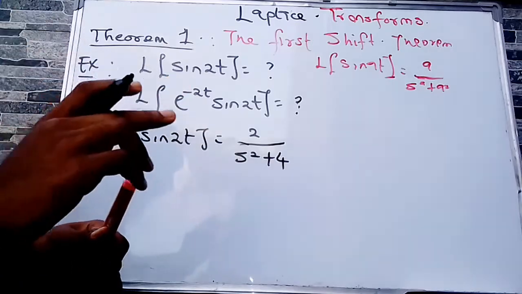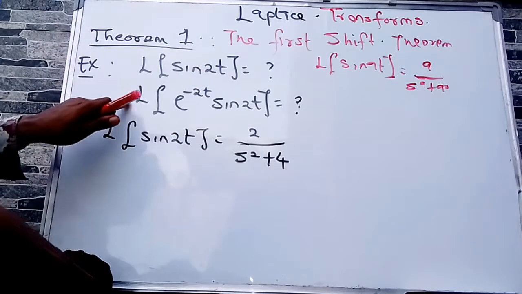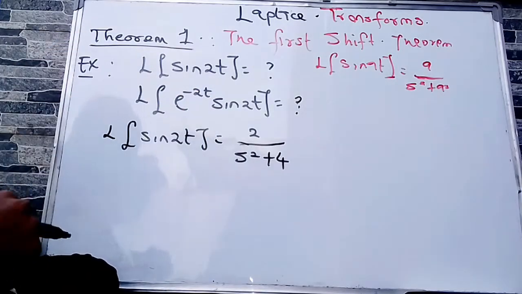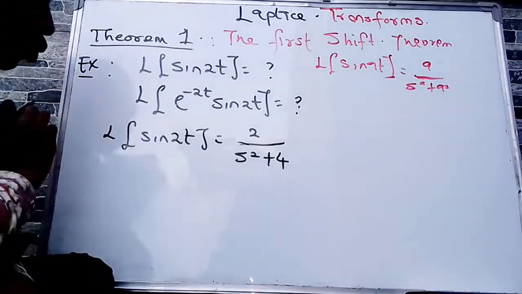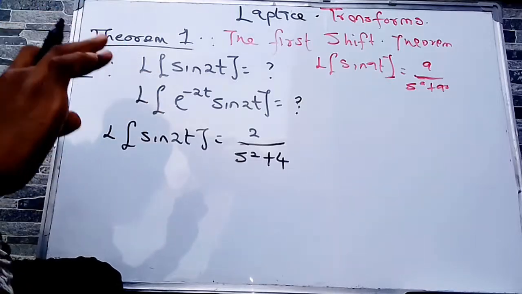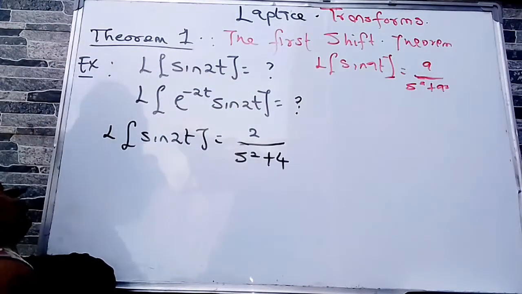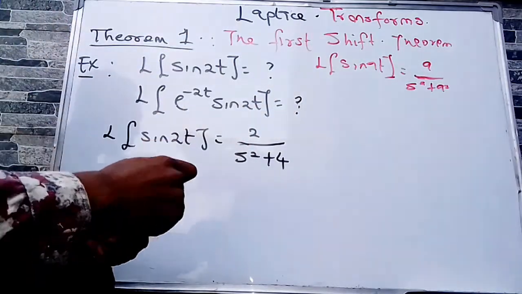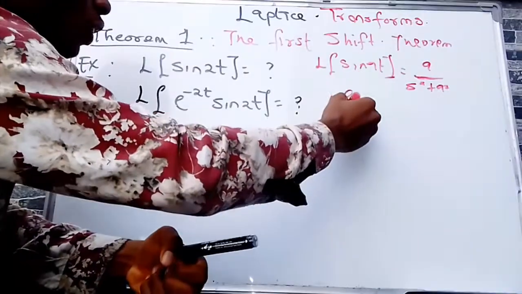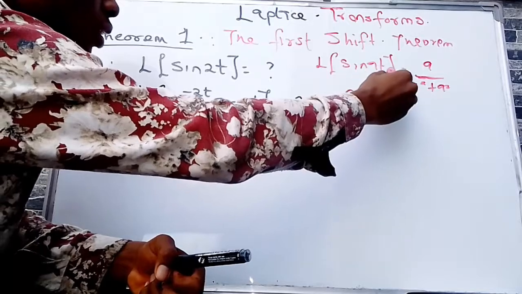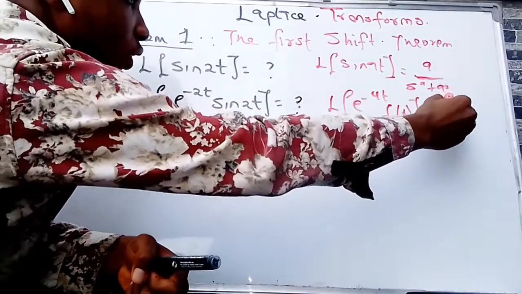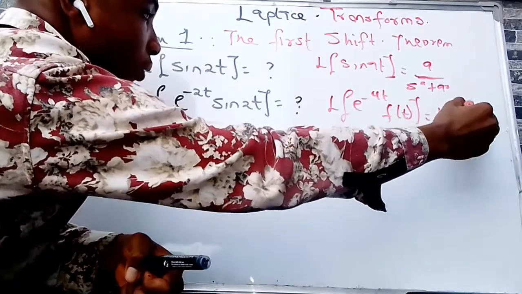Now we are going to apply our shift theorem. The second question says find the Laplace of exponential minus 2t times sine 2t. Since we have calculated the Laplace of sine 2t, let's assume sine 2t is the function of t and we have the exponential function here. We can call our shift theorem. Our shift theorem says that the Laplace of exponential minus at times function of t is equal to a function of s plus a.